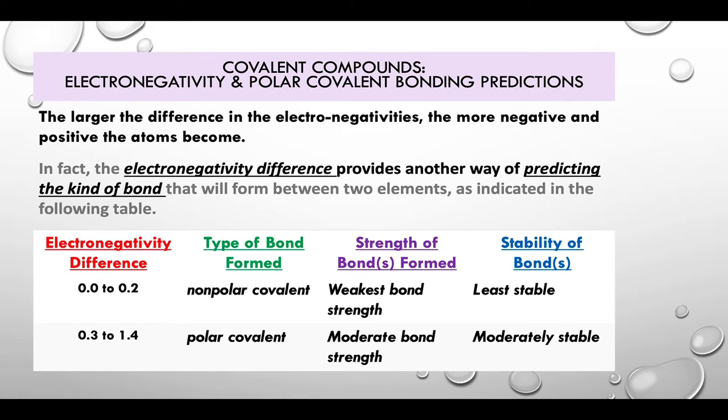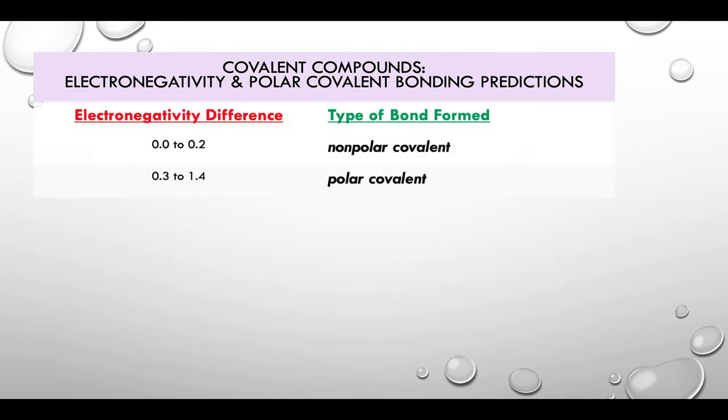If it's 0.3 to 1.4, and again, this table will be available for you for tests, now the difference is getting big enough, we call it polar covalent, and it has a moderate bond strength, and therefore it's moderately stable. So that's the table I just showed you on the other page.